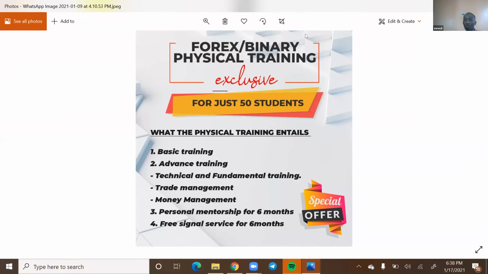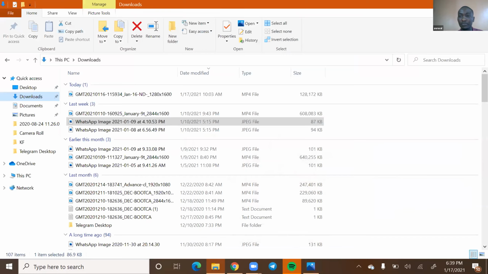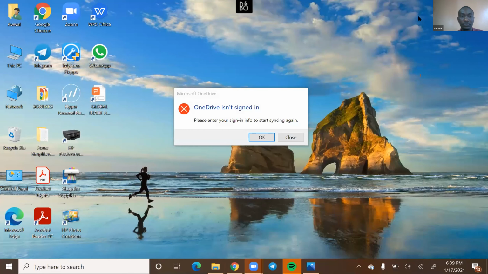So if you want to sign up, chat up the admins in your group and they will send you the registration form to fill and the account number you're going to be paying into. Note, only the admins on the group that you are on presently. If you are not on any group, I'm going to drop my number now. You can chat me up.